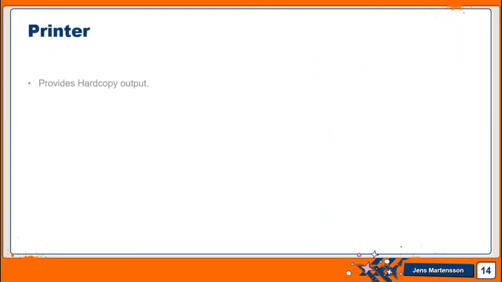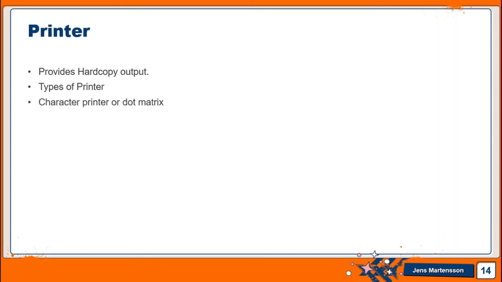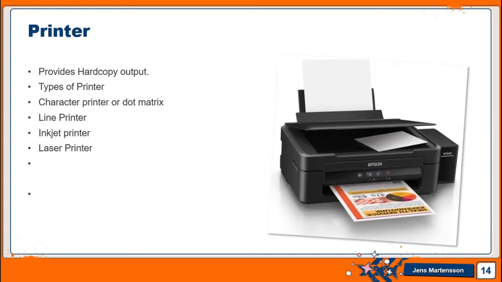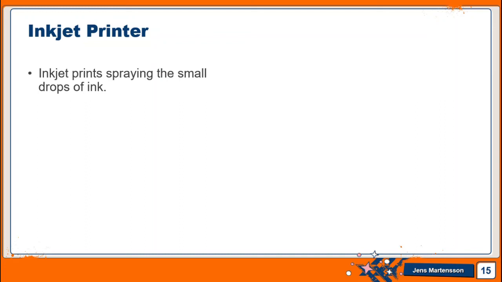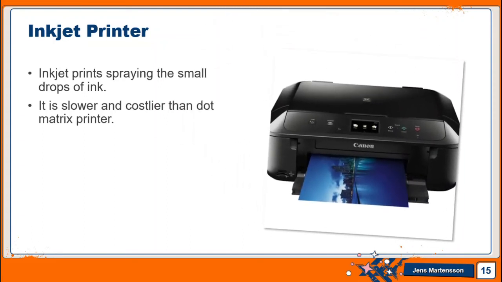Printer. A printer provides hard copy output. If you talk about the types of printers, it has character printers or dot matrix printers, line printers, inkjet printers, and laser printers. This is a photo of a printer. Inkjet printer. An inkjet printer sprays small drops of ink. It is slower and costlier than dot matrix printers. This is the inkjet printer.